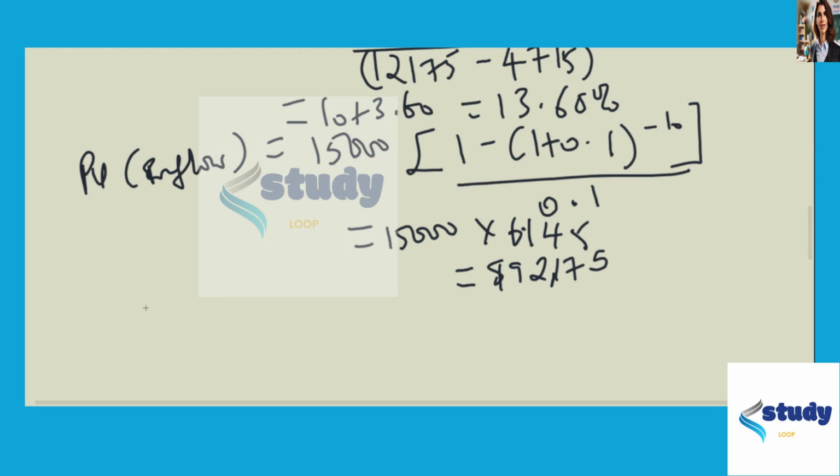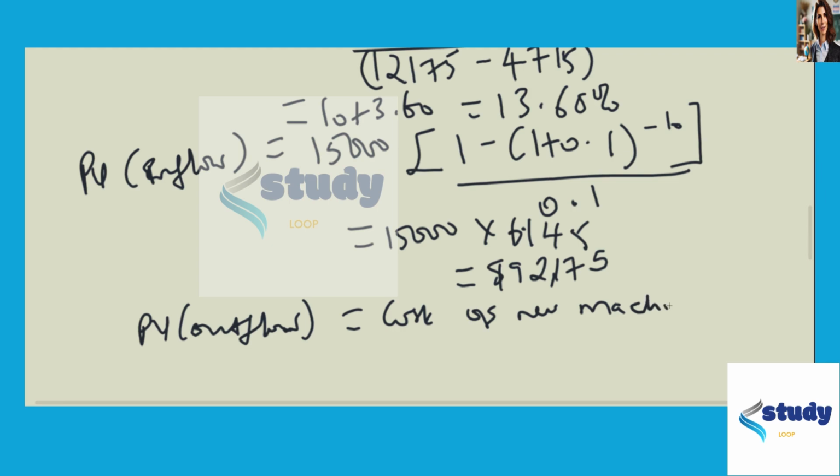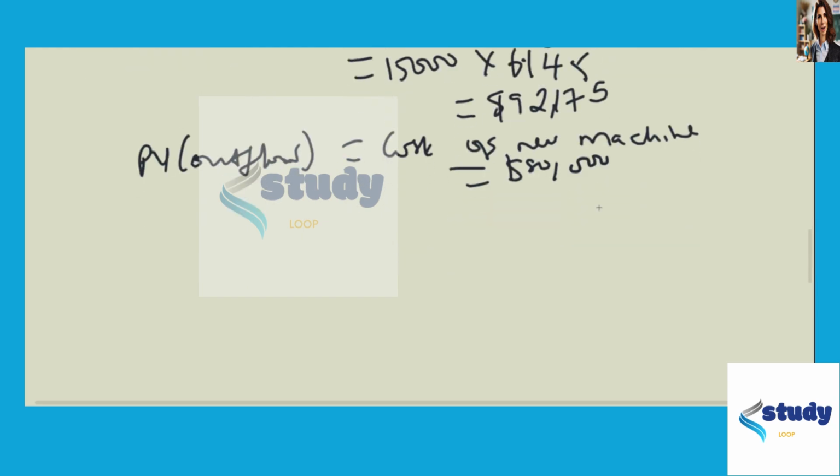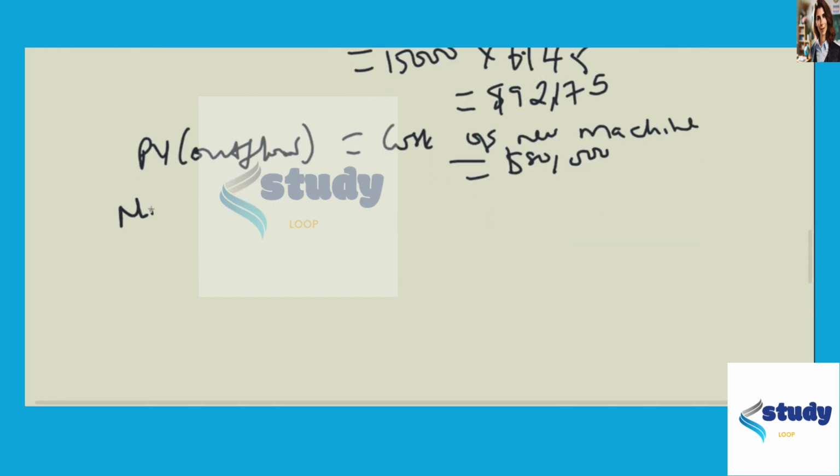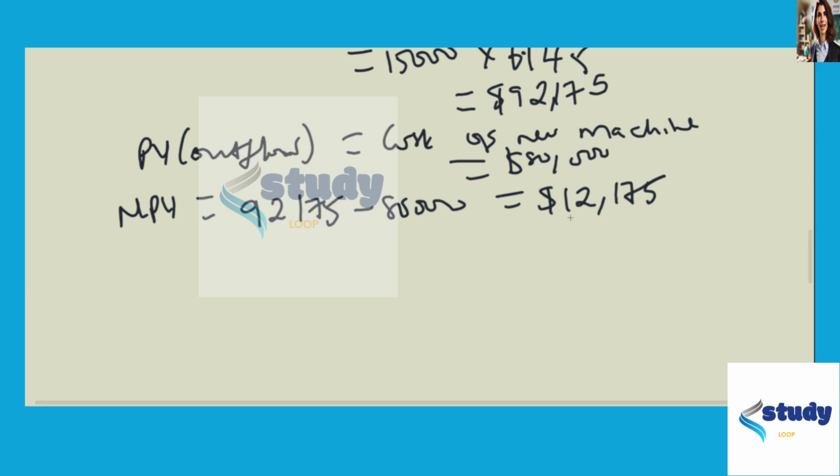and this is equal to 92,175. Now the present value of outflow is the cost of the new machine, and this is equal to 80,000. Now the net present value would be the difference. So 92,175 minus 80,000, and this is 12,175. So that's the difference.